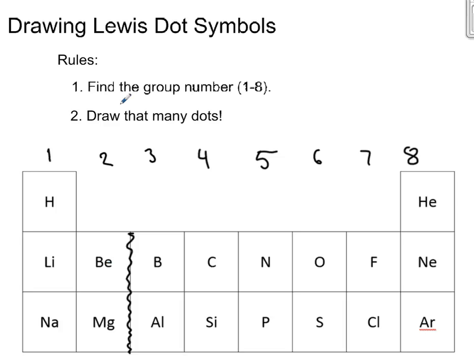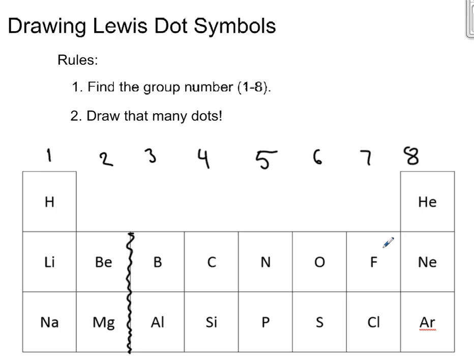So let's say I ask you to draw a Lewis dot symbol for fluorine. Great element to draw a Lewis dot symbol for because Lewis dot symbols are used in bonding. Fluorine does a lot of bonding. So you look at the group number, woo, 7. You draw that many dots.